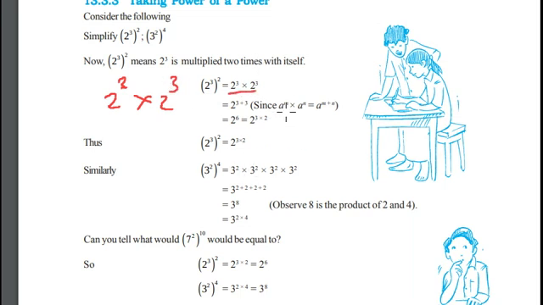We know that a to the power of m times a to the power of n is equal to a to the power of m plus n. Base is same. We are adding the exponents. So 3 plus 3 is equal to 6. 2 to the power of 6. Now let us see the second example. 3 to the power of 2 whole to the power of 4.